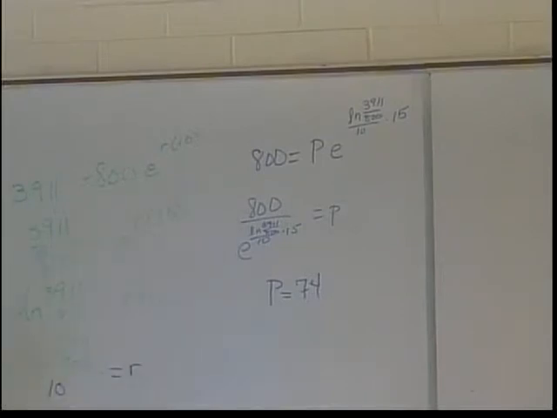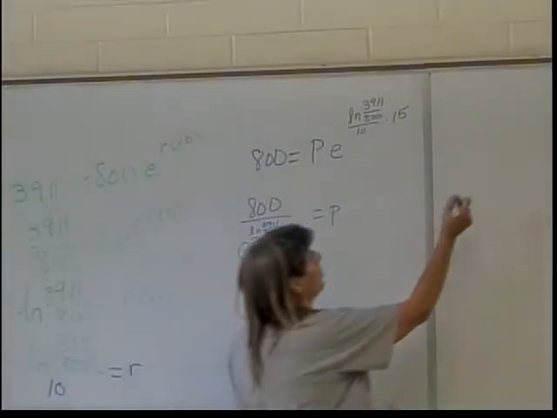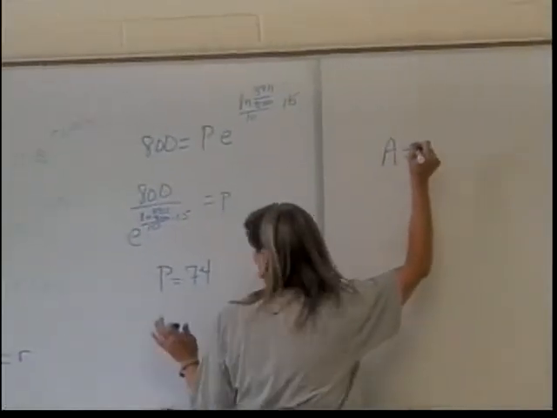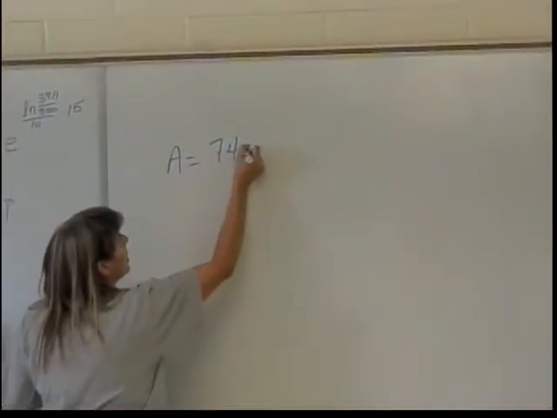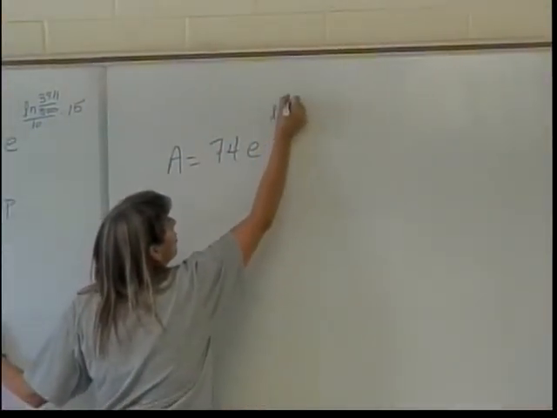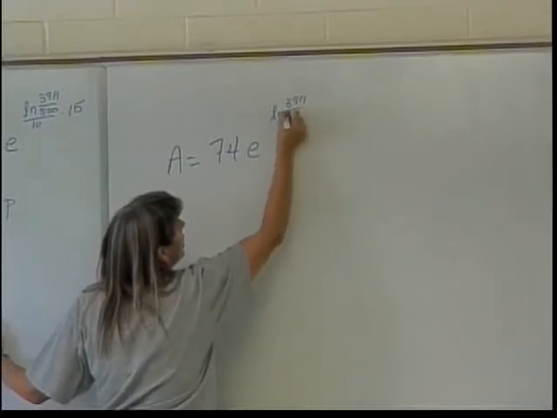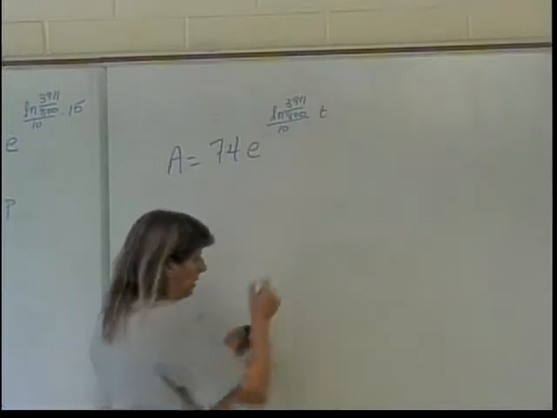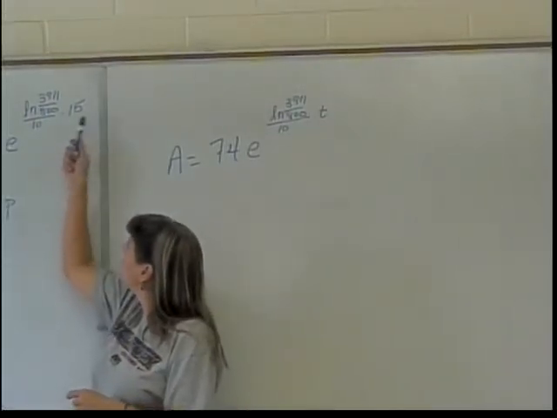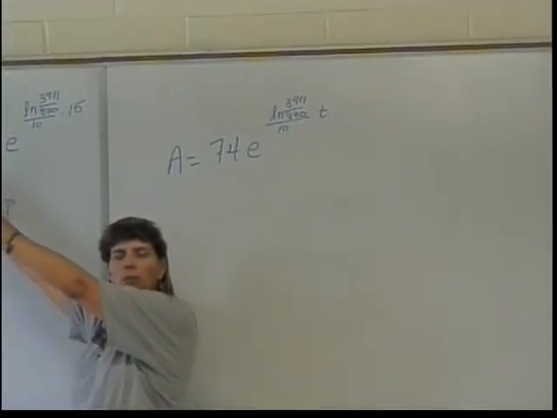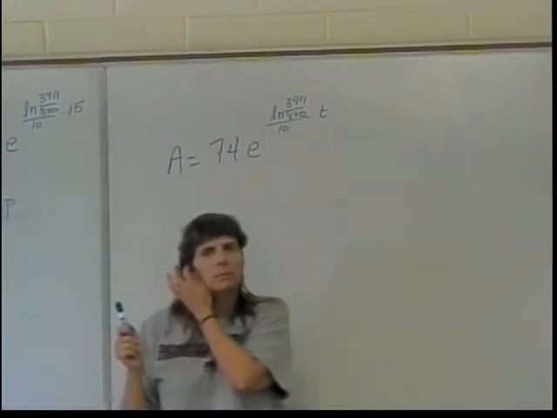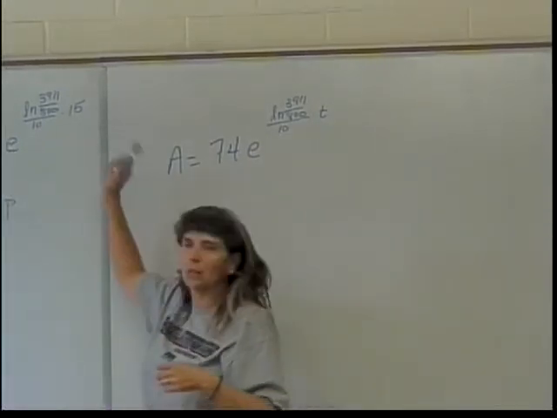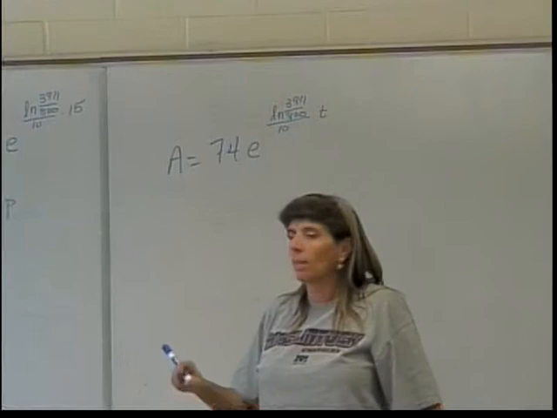So here's the model you're using, by the way. A equals 74 times e to the natural log of 3,911 over 800, divided by 10, times t. How do we know that 15 is divided by 10 times t? The 15 matched up with the 800 in the problem, given in the problem. Oh, okay, so is that 0.15? No, it's times 15. Oh, okay. Normally I use parentheses.